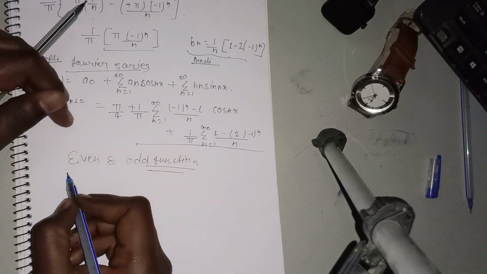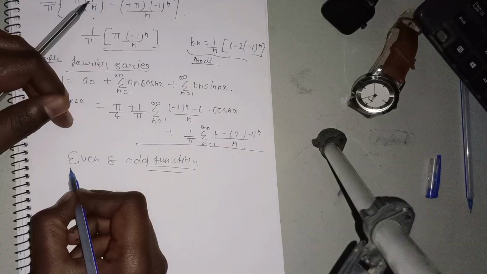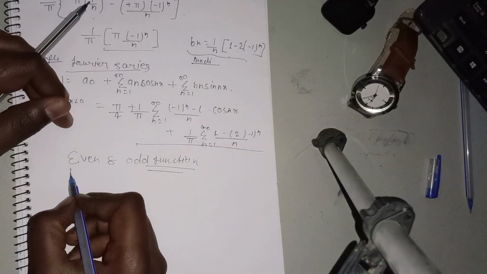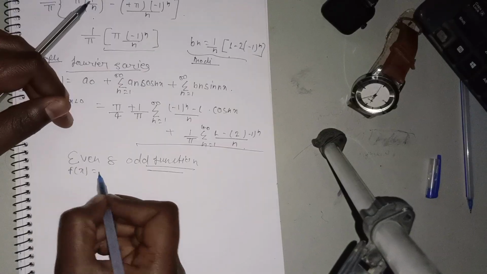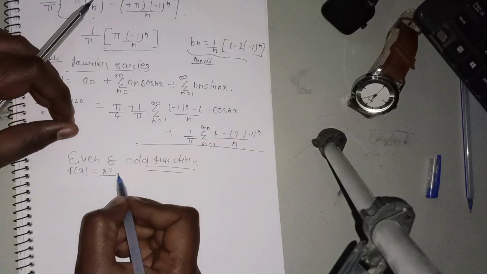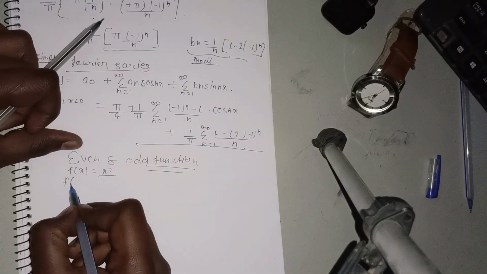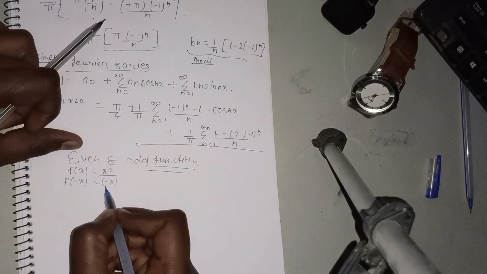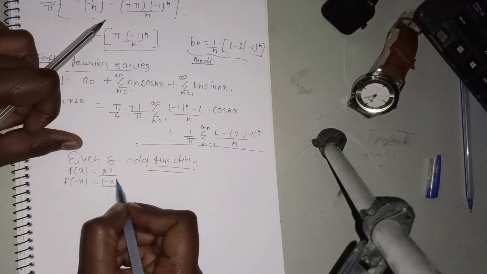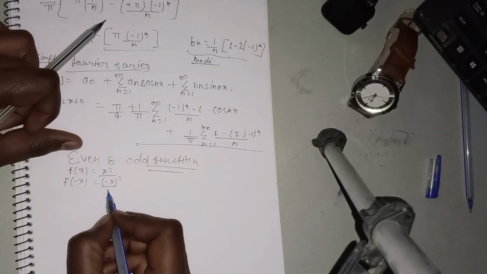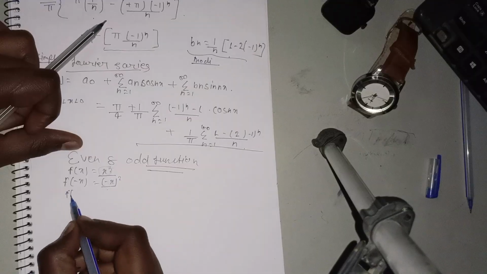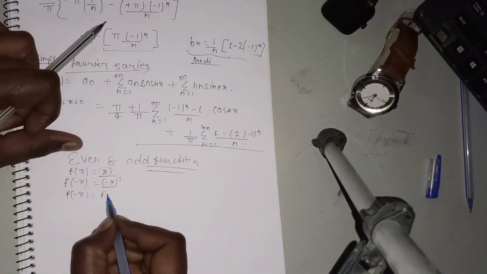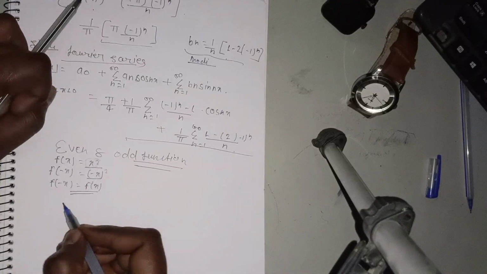Which I have told you already, even and odd function. What is an even and odd function? Suppose we have f(x) is equal to x square, which I have told you is an even function. How will this be an even function? I put minus x in place of x, so this is minus x square, which is plus x square. What was plus x square was f(x). So f of minus x is equal to f(x). That's why this is even.